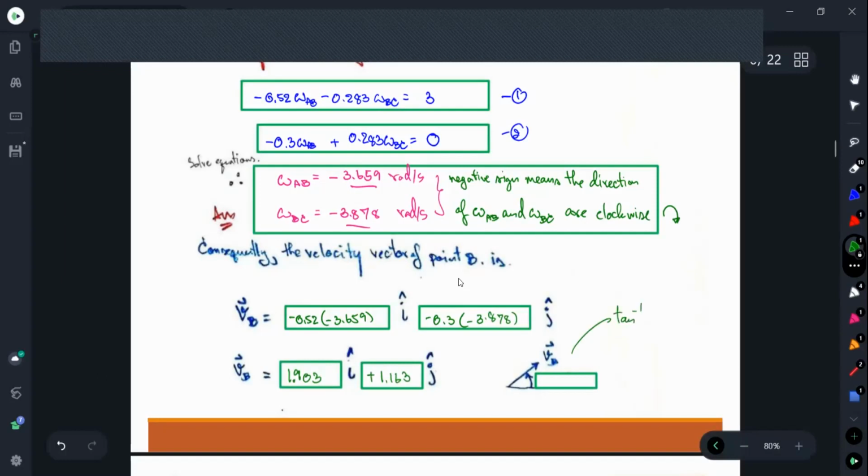We would like to find the direction, and the angle is equal to arctan of the vertical component, 1.163, divided by 1.903. That is equal to 31.4 degrees. Let's finish this step. We have found the velocity vector already.